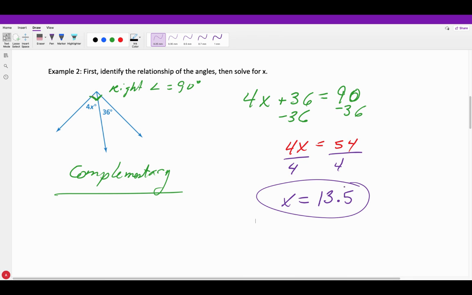This will be our answer, that x is equal to 13.5. Now, what we could have done is, this one we asked you to identify the relationship first, but I could also give you these separate and say that this was 4x and this is 36 degrees, and I could have labeled them angle A and angle B. If I tell you that they're complementary, we would still solve this the exact same way, because you have to know that complementary means that they add to 90, and we can solve it using that method. There's one more question we're going to go through, and then that'll be it for this video.